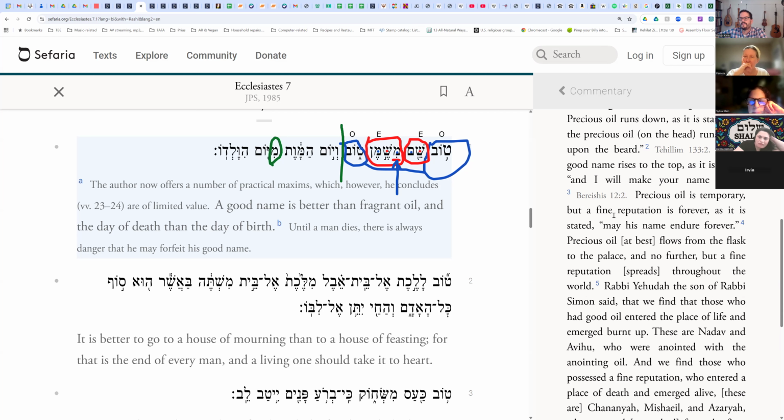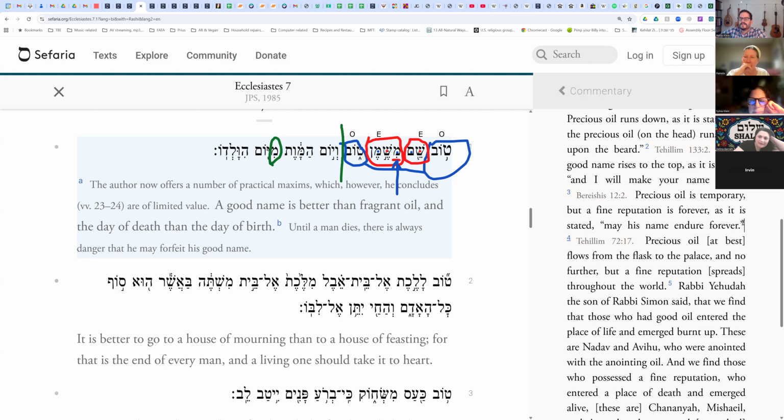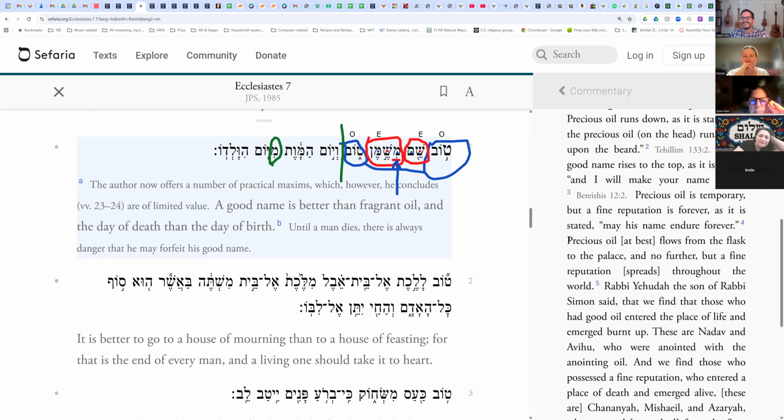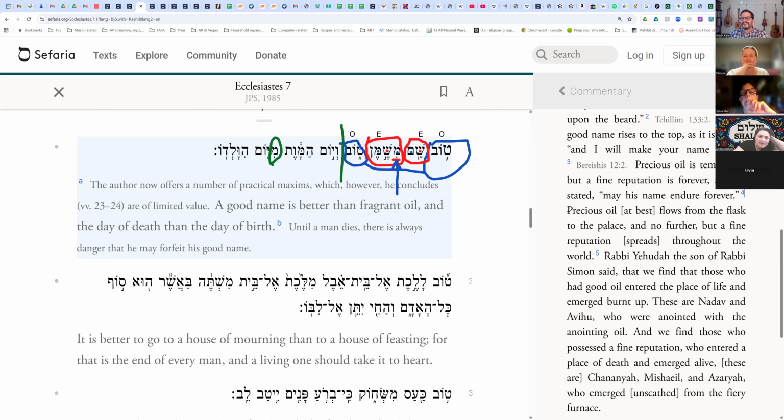As it is stated, may his name, let's see, what is this? That is not true. Well, a precious name is not forever. It's the easiest thing to lose.